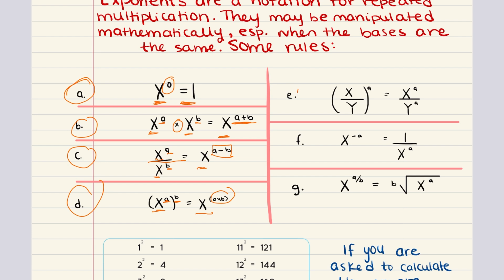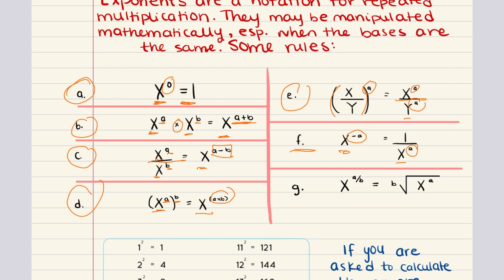The fifth rule is the power of a quotient rule. So when a fraction is raised to a power, the exponent applies to both the numerator and the denominator. For example, x divided by y, raised to the power a, becomes x raised to the power of a divided by y raised to the power a. What about negative exponents? A negative exponent means the reciprocal of the base raised to the positive version of the exponent. So for instance, x raised to the power of negative a is equal to 1 divided by x raised to the power of positive a.